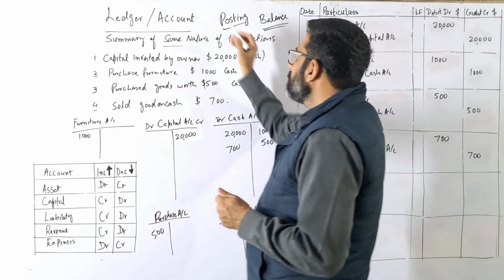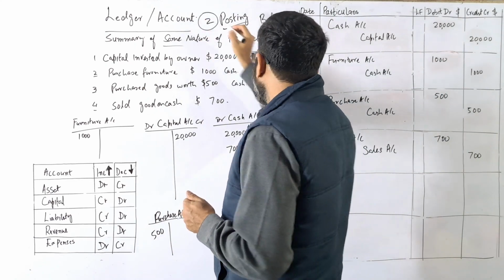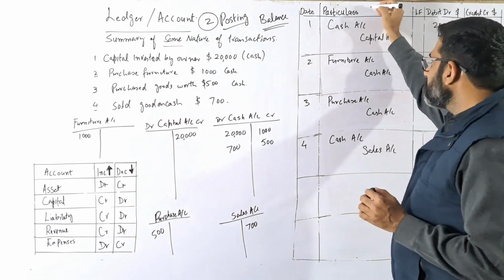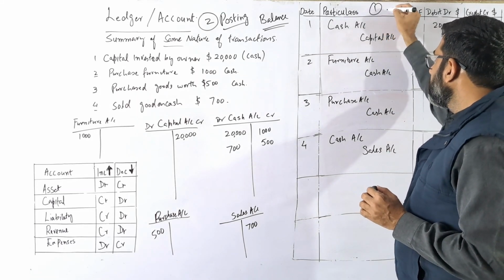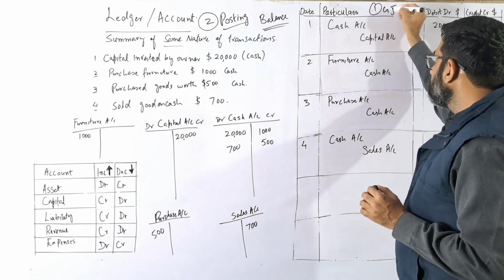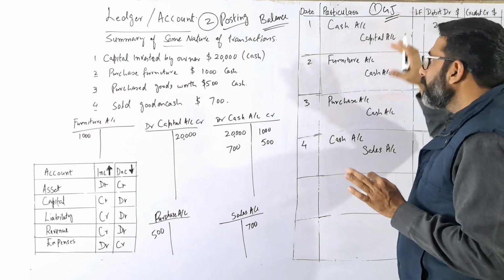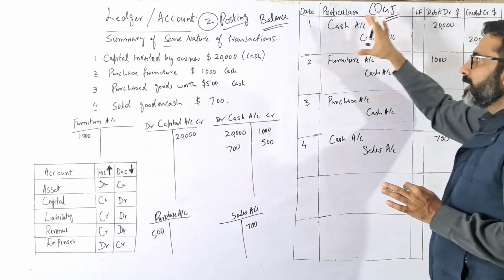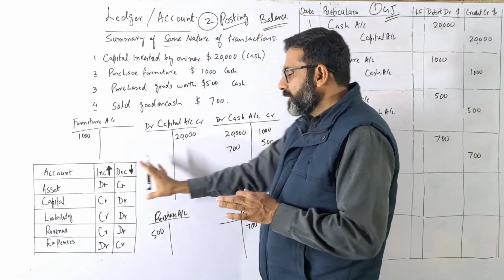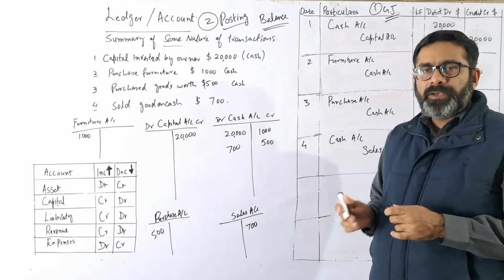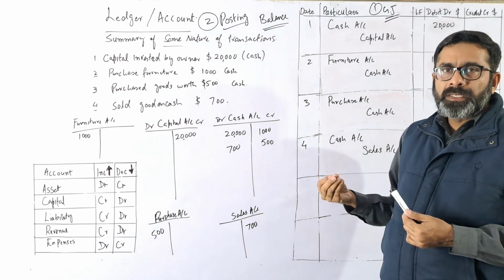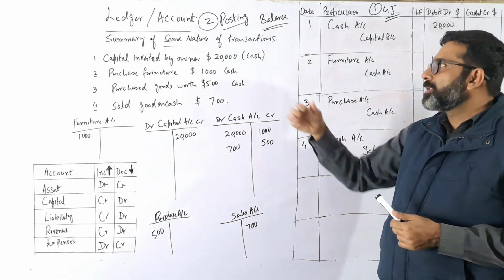So this posting is basically the second step in accounting. The first step was the journal, where we record the transactions. Here we post the transactions into debit and credit. And what is the purpose? Because we want to know the balance of the ledger or the balance of the account.